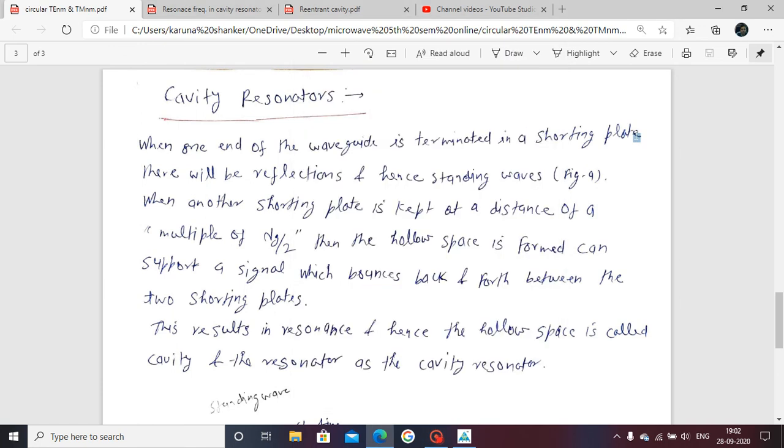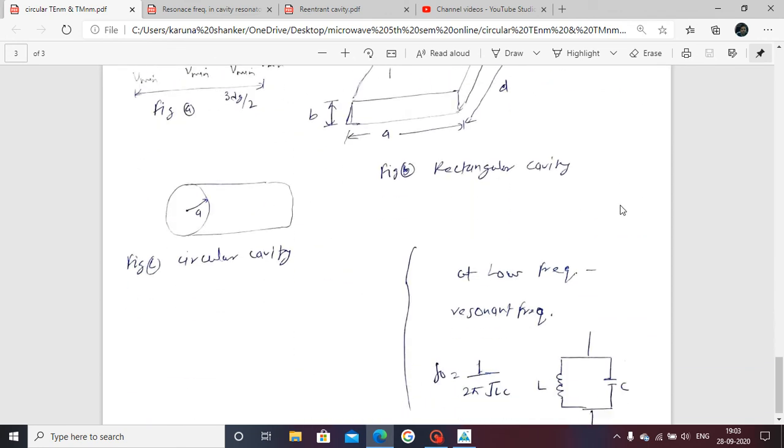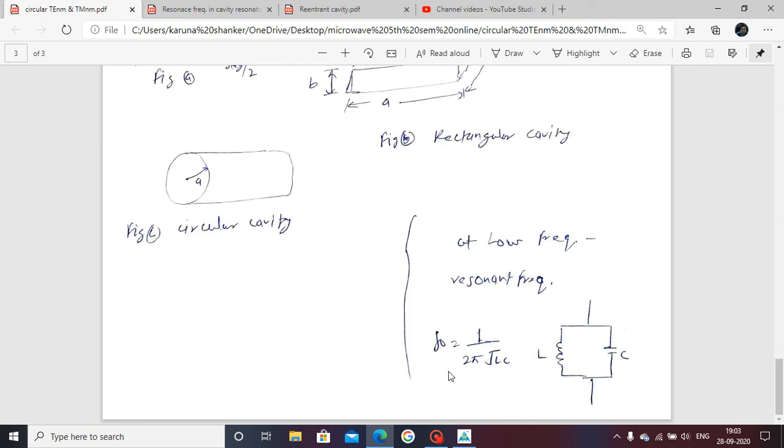Today our new topic is the cavity resonator. In this cavity resonator, we have seen that at low frequency, meaning frequency below the microwave frequency range, we use a resonance circuit as a lumped network. Lumped network means L and C are used to set particular frequencies by this relation.